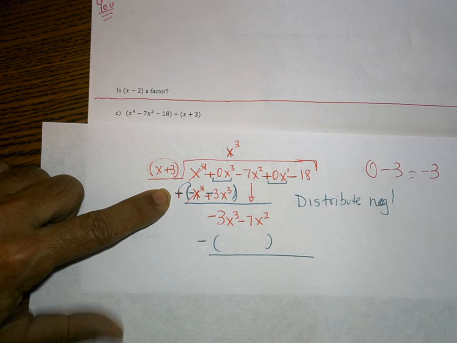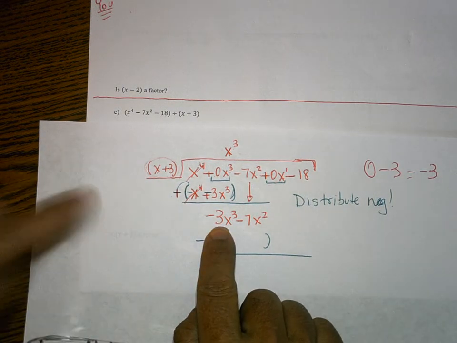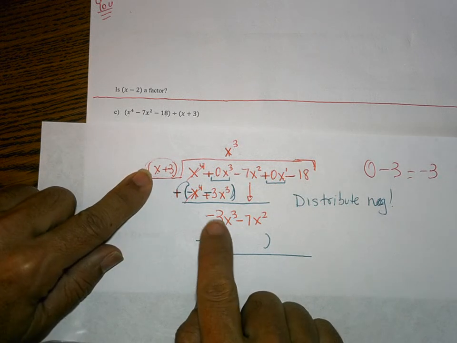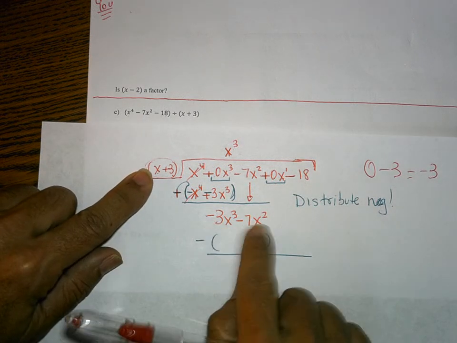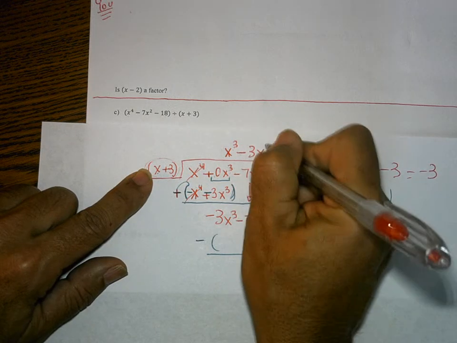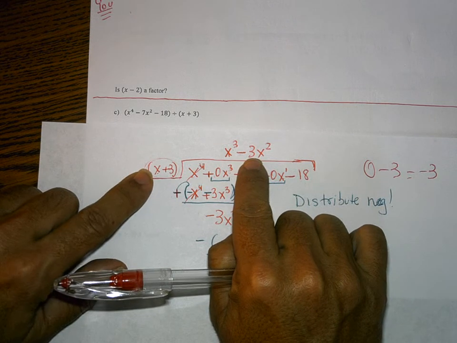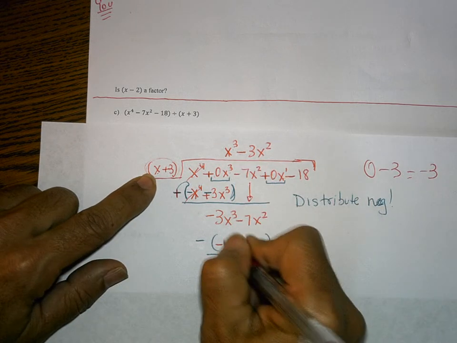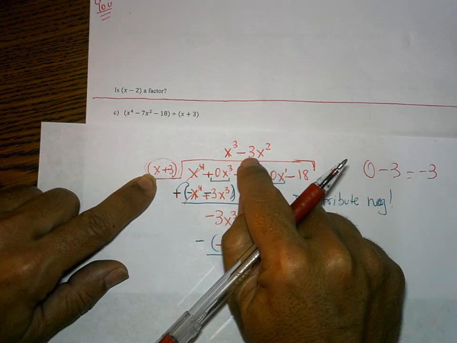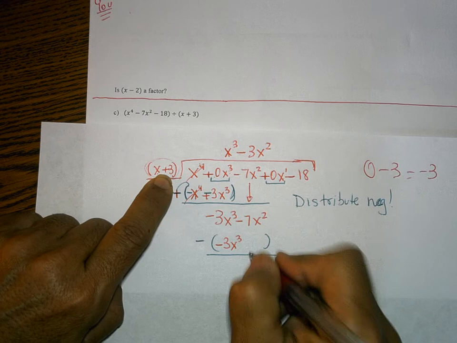Good? All right, focus on the first term right here. What value times x will give us negative 3x cubed? Well, it has to be something squared, right? So let's do negative 3x squared. Negative 3x squared times an x will equal negative 3x cubed. And negative 3x squared times a positive 3 is going to give us a negative 9x squared.